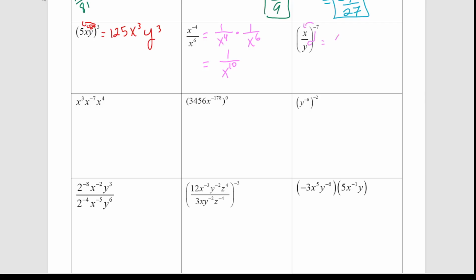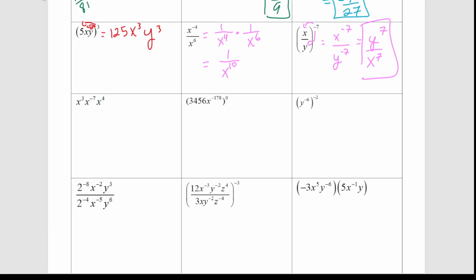For this next one, I like to do the same thing. First I'm going to distribute that negative to both terms. So I have x to the negative 7 over y to the negative 7. And then for the negative exponents, that's going to flip the location on the fraction. So it becomes y to the positive 7th over x to the positive 7th as our final answer from that negative exponent, again meaning that it's the reciprocal to the positive exponent.